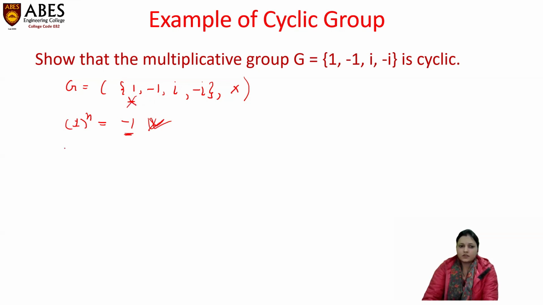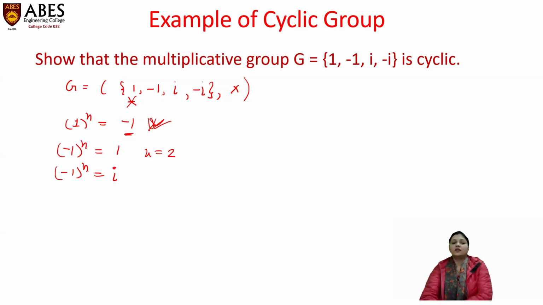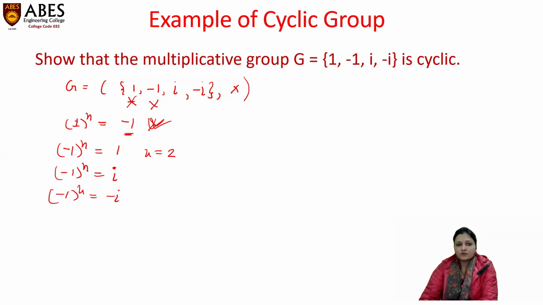Now I will consider minus 1. Can I raise minus 1 to some power so that I get 1? Yes, I know that n is equal to 2, minus 1 squared will give us 1. Can I generate i from minus 1 to the power n? We can't. It is impossible to generate i from minus 1, and it is also impossible to generate minus i from minus 1. So minus 1 cannot be a generator of this group.